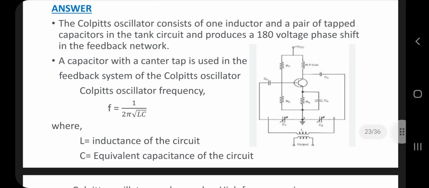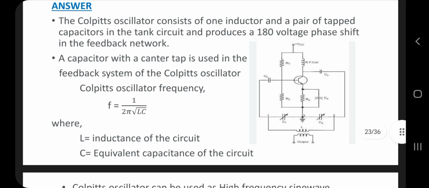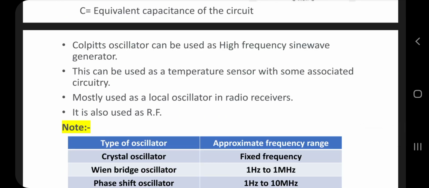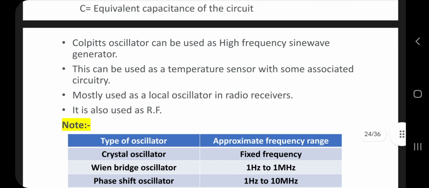Here we can see the center tapped capacitor and one inductor. Colpitts oscillator frequency f equal to 1 by 2 pi root LC, where L is the inductance of the circuit and C is the equivalent capacitance of the circuit. Colpitts oscillator can be used as a high frequency sine wave generator. This can be used as a temperature sensor with some associated circuitry. Mostly used as a local oscillator in radio receivers. It is also used as radio frequency.